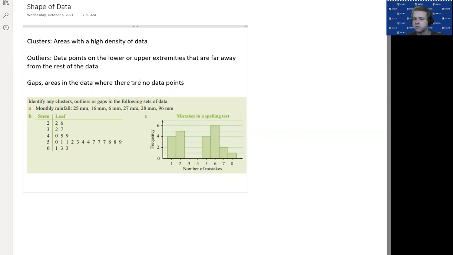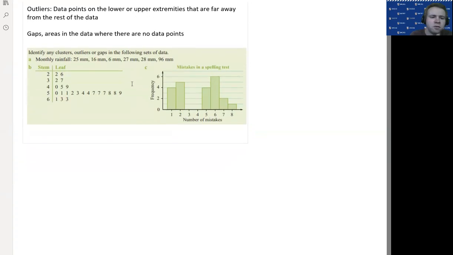So you might have some data points in the lower end and then a gap and then some on the higher end. So we just need to be able to identify these for these particular questions here. For question A, we just have a list of data. We've got monthly rainfall: 25 mil, 16 mil, 6 mil, 27, 28, and 96.